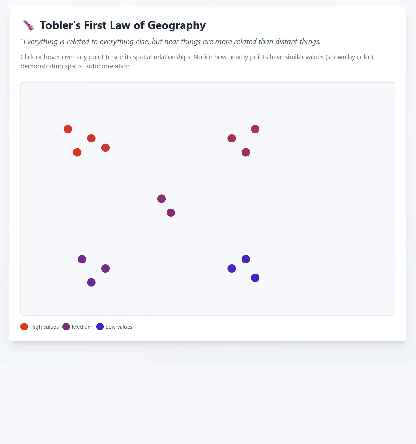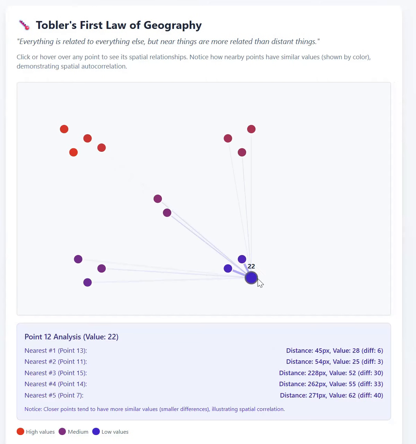Now let's click on a point from the opposite cluster, this blue one in the bottom right with a value of 22. Again, look at those nearest neighbors. All 5 closest points have values between 22 and 28. They're all geographically close and have similar low values.